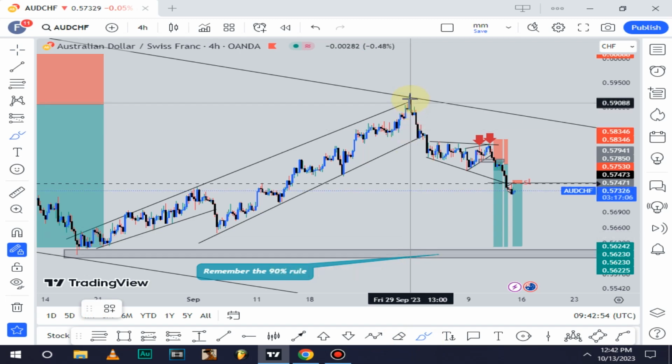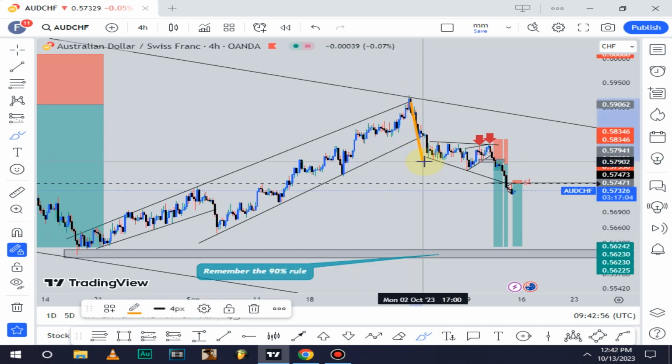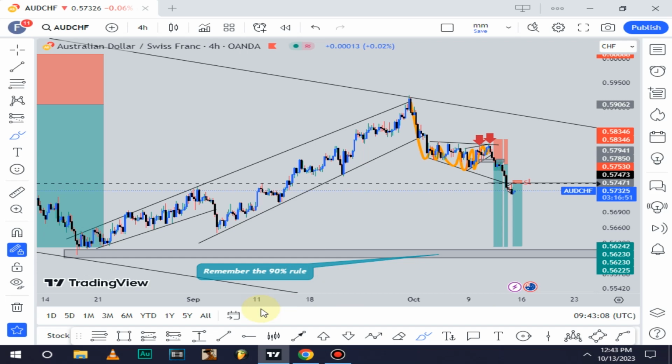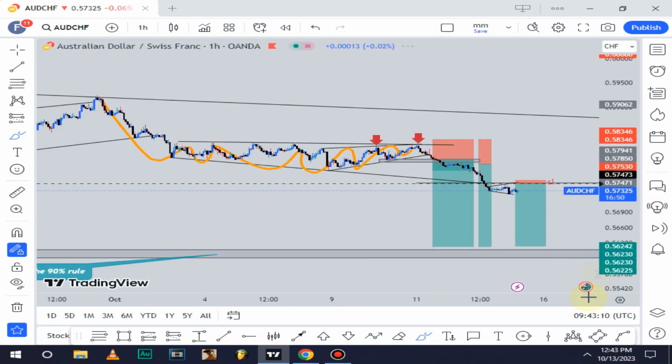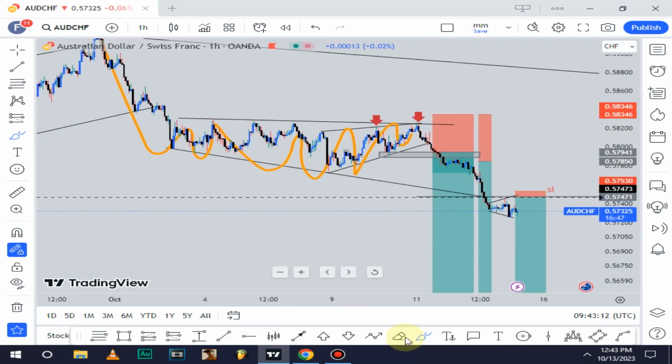So I just waited for price to break out of that zone over here, and then price started giving us this kind of continuation pattern or a correction pattern. That is when I decided to head over to the 1 hour time frame. Now on the 1 hour time frame, I was looking for some sort of reversal pattern.